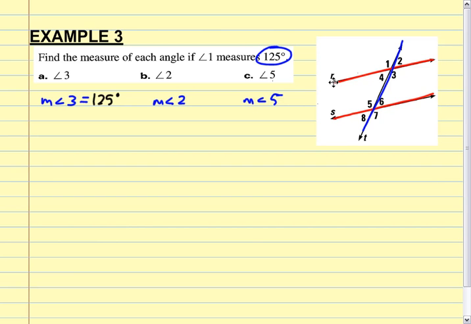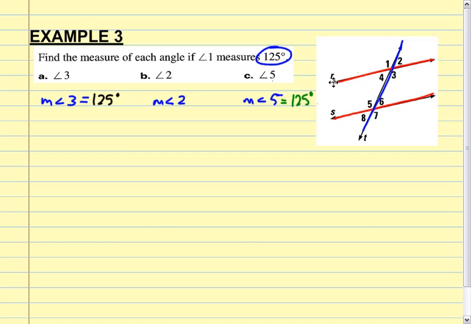Barrett. What's the measure of angle 5, Barrett? The measure of angle 5 is 125 degrees. Okay, I'll go with that. And what about the next one, measure of angle 2?